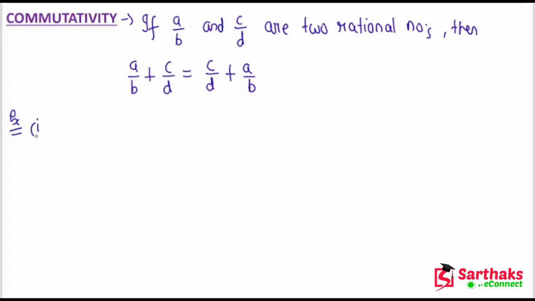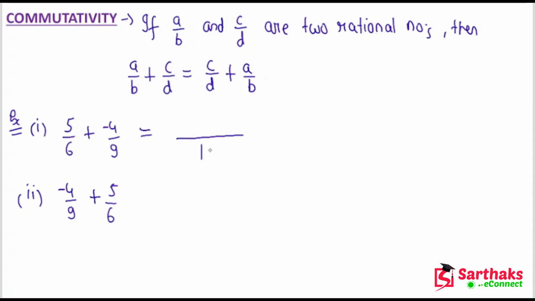So let us take the first example to be 5 by 6 plus minus 4 upon 9. Now let us add 5 by 6 plus minus 4 upon 9, and in the second example let us add minus 4 upon 9 and 5 by 6. Now these both are the same numbers, but we are adding in different orders. That is why I am counting them as two examples, and let us see if we get the same result or not. Now LCM of 9 and 6 is what? 18. So you can take the denominator as 18.